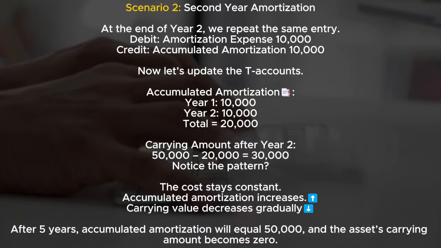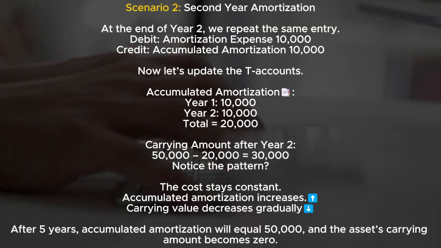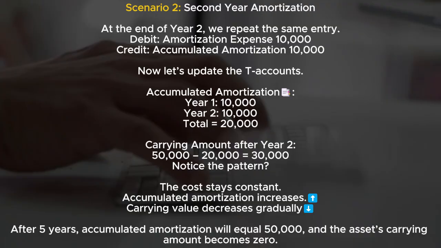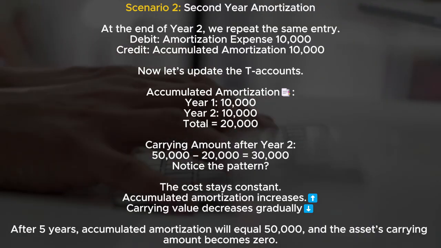Notice the pattern? The cost stays constant. Accumulated amortization increases. Carrying value decreases gradually. After 5 years, accumulated amortization will equal 50,000, and the asset's carrying amount becomes 0.